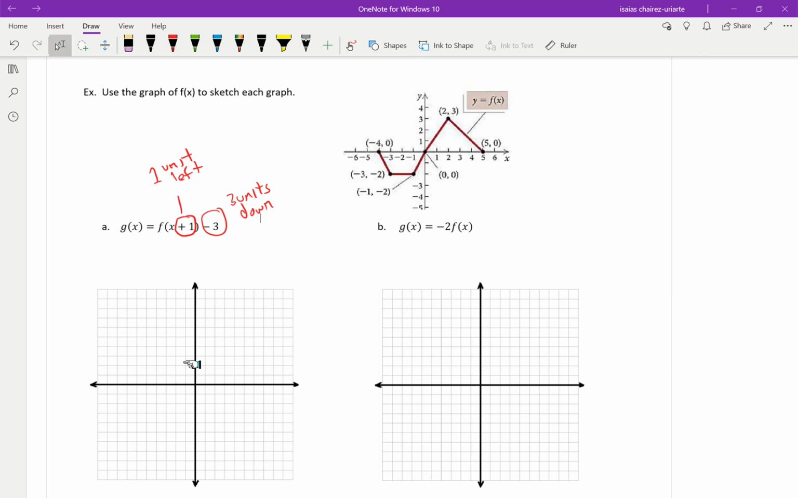Think about this point originally. It was negative 4, 0. Imagine that you move that point, negative 4, 0, 1 unit to the left and 3 units down. Where is it going to go?